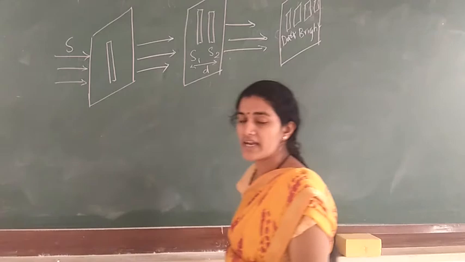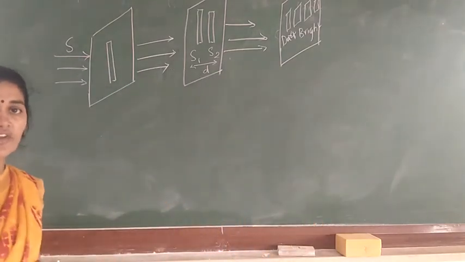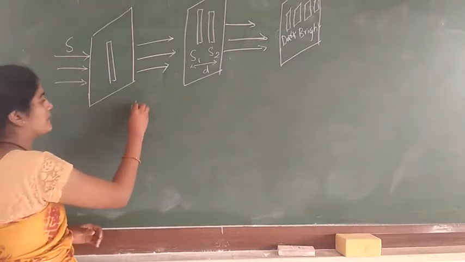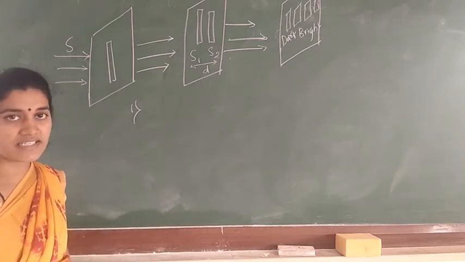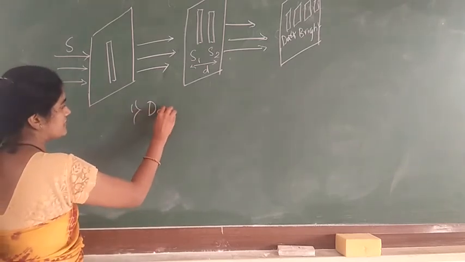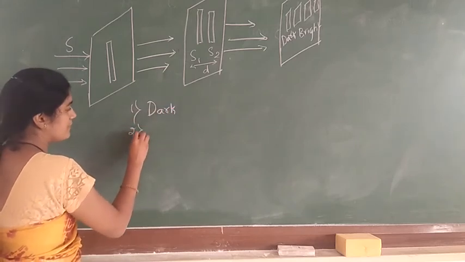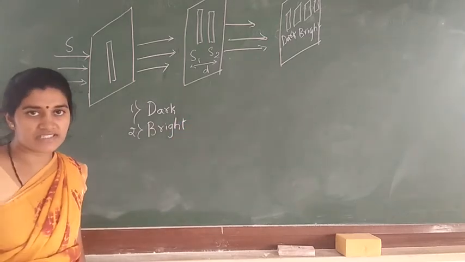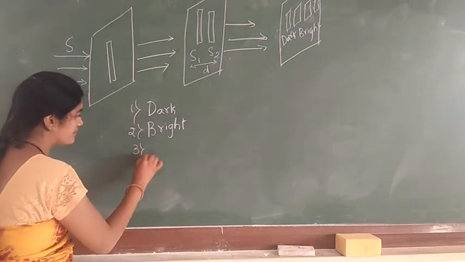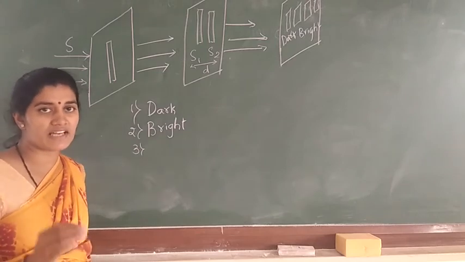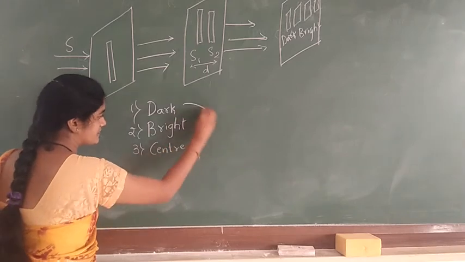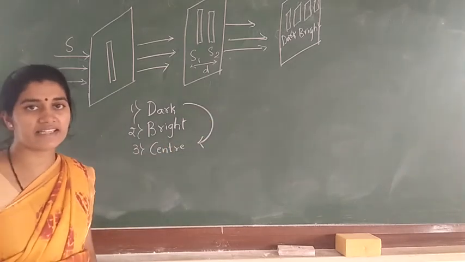Now let us consider the slit S which is made to fall on the rectangular slits. What will happen, we have to study here. We are getting the dark and bright fringes. According to this, the intensity of the dark fringes is more, the bright fringe is less, and at the center point we are always getting the dark fringe.